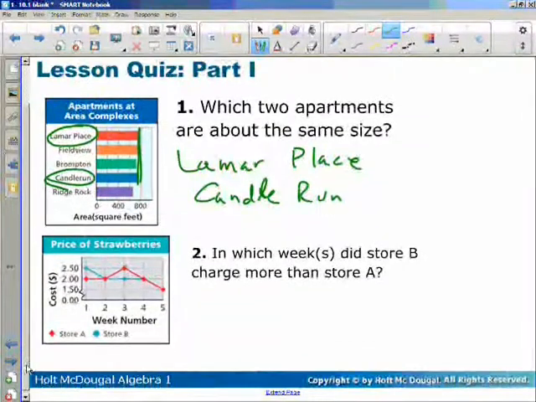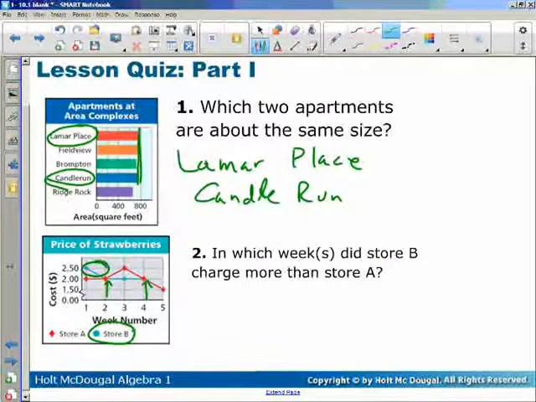Question 2, price of strawberries. In which weeks did store B charge more than store A? We're looking for where the graph of store B's prices is higher. And in this case, there are 2 situations where store B is the same, quite a run there where store B is cheaper, but only in the first period from week 1 to week 2 is store B more expensive.